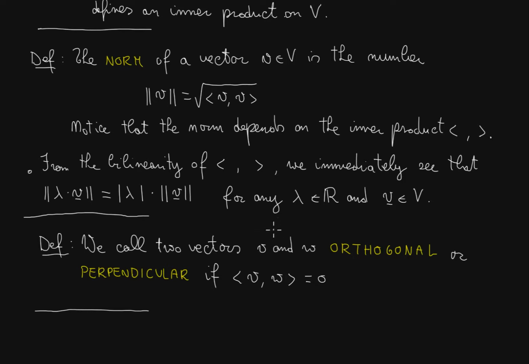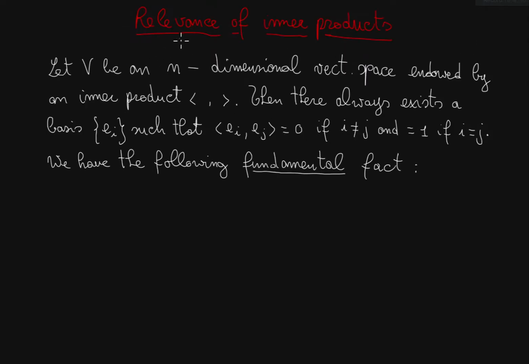But for other inner products, we may have that two vectors are perpendicular, orthogonal, even if the angle between them is not 90 degrees. Let's now say a few words about the relevance of inner products, as I anticipated at the beginning of the lecture. Let V be an n-dimensional vector space endowed with an inner product. Then there always exists a basis e_i such that the inner product of e_i and e_j is 0 if i is different from j, but it is 1 if i equals j.